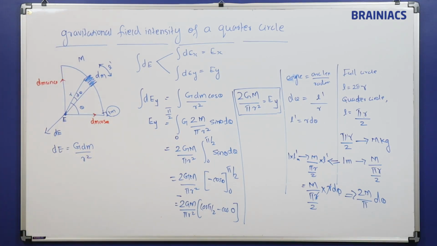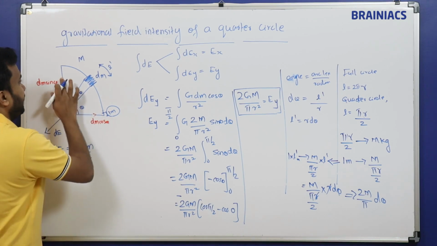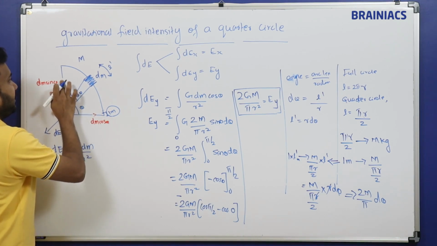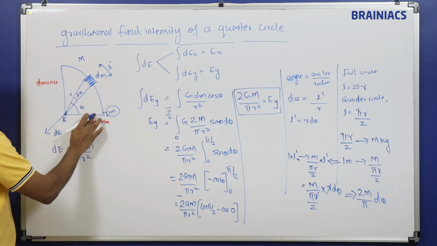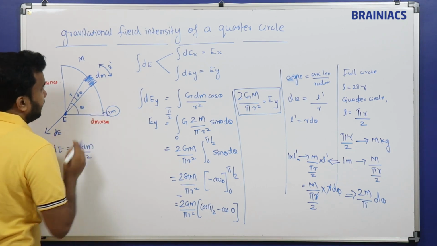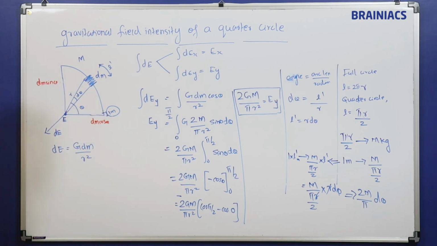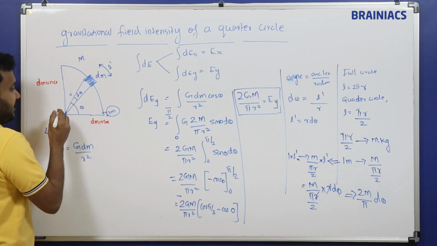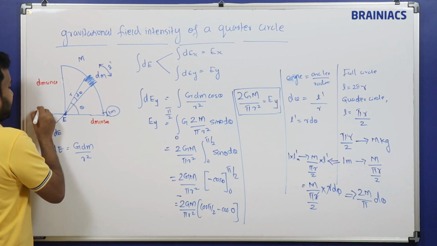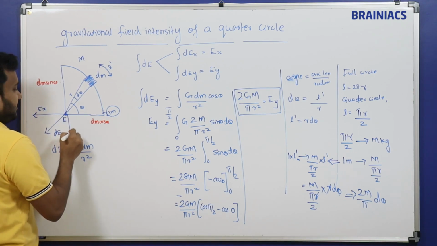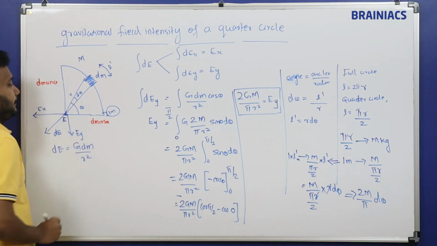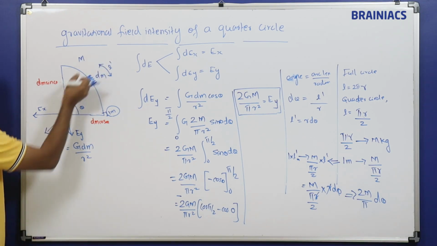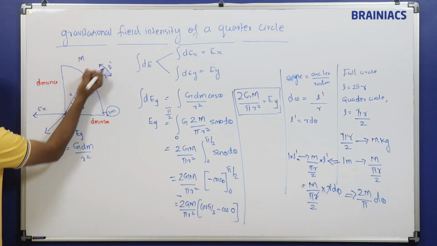Gravitational field intensity along the y direction. Here this is like a dm we have split. So for the gravitational field intensity, the arrow mark will have a mistake. Why? Because dm is split into dm cos theta and dm sin theta. Gravitational field intensity in this direction means this is the x component and this is the y component, because gravitational field intensity is towards that point, it's attractive in nature.